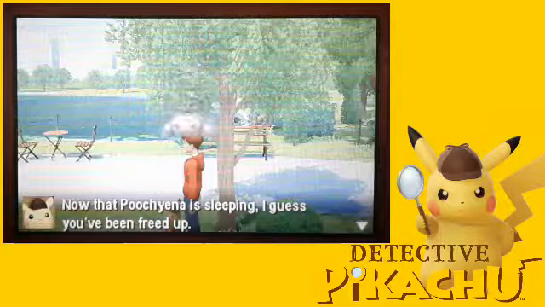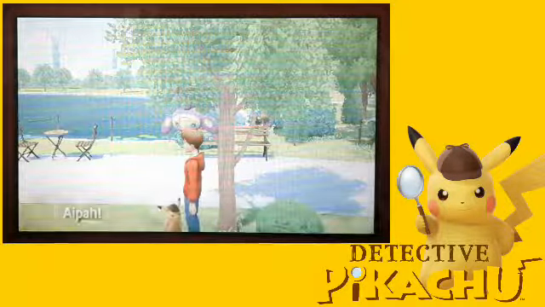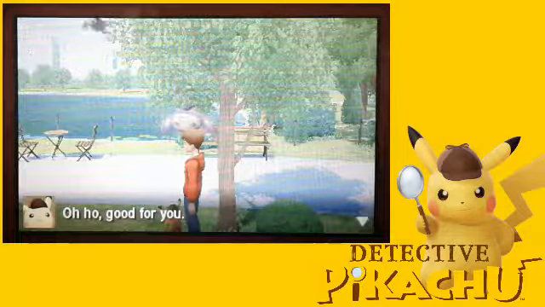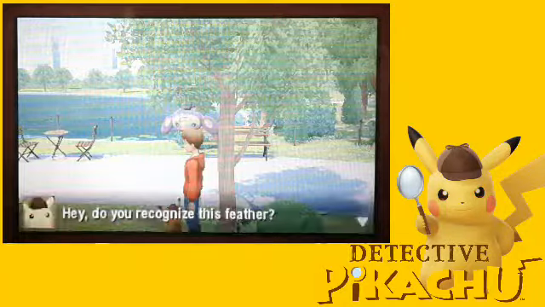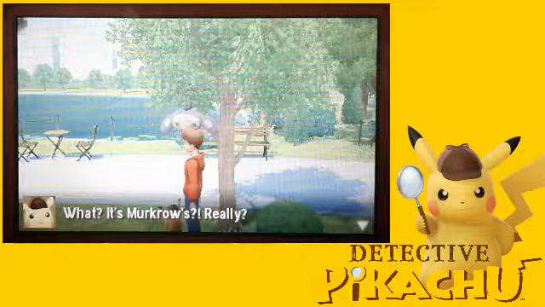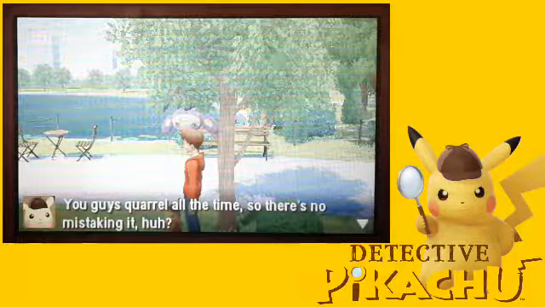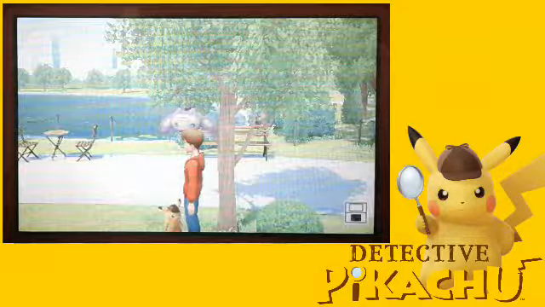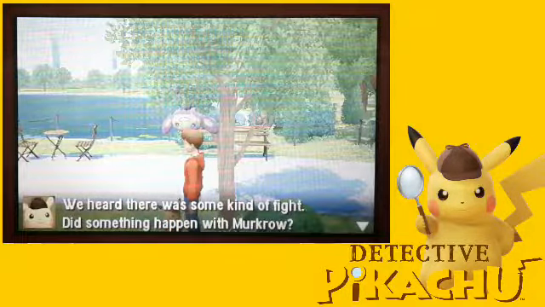Hey, now that Poochiana's sleeping, I guess you've been freed up. Good for you. Hey, do you recognize this feather? Is it Murkrow's? Really? You guys quarrel all the time, so there's no mistaking it, huh? What fight with Murkrow? We heard there was some kind of fight. Did something happen with Murkrow?